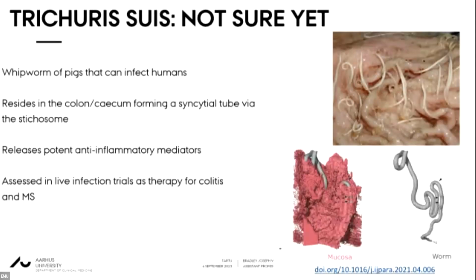The last worm we talk about is the Trichuris suis. So this is the whipworm. It's very similar to the human whipworm, Trichuris trichiura. This is actually the worm that my PI has. It resides in your colon or the cecum, and it has a very interesting sort of infection niche in that you can't see it here, but there's a thinner portion of the worm called a stichosome, and that actually burrows into your tissue, and it forms a syncytial tube of cells. We don't know how yet, but this has been trialed many, many times in MS and colitis in human studies.